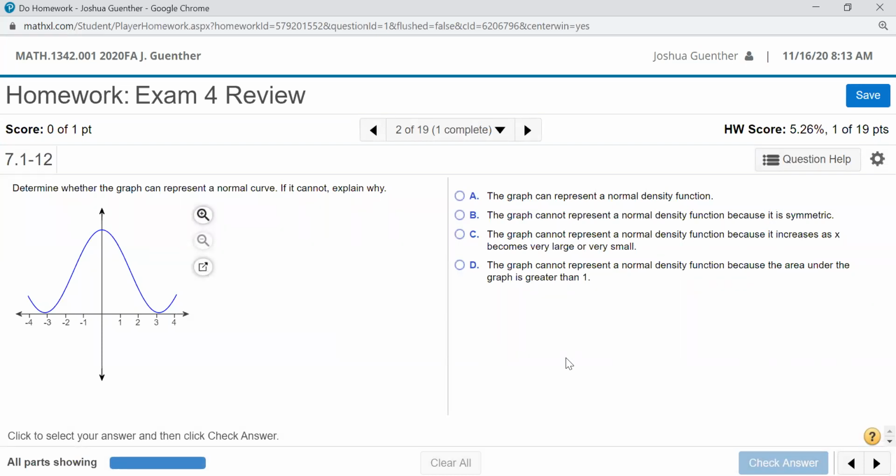So we'll just work some of these. I'll eyeball them and I'll decide if they're something we should work or if there's something I think you should try out on your own completely. Determine whether the graph can represent a normal curve. If it cannot, explain why.